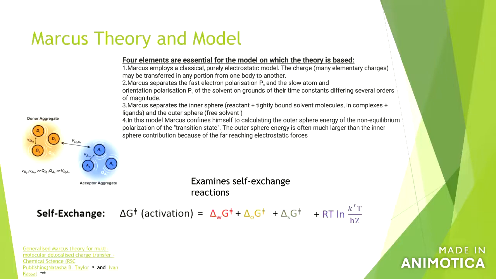Four of these elements are essential for the model on which this theory is based. One, Marcus employs a classical, purely electrostatic model. The charge may be transferred in any portion from one body to another. Two, Marcus separates the fast electron polarization and the slow atom and orientation polarization of the solvent on the grounds of the time constants differing several orders of magnitude. Three, Marcus separates the inner sphere from the outer sphere.